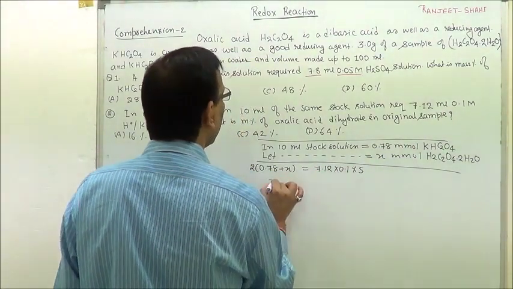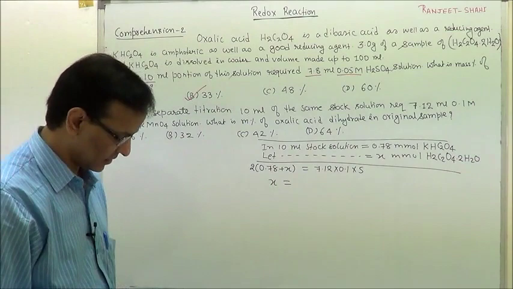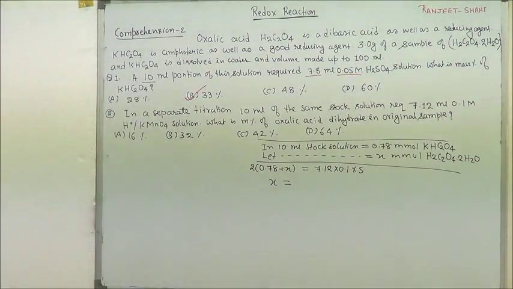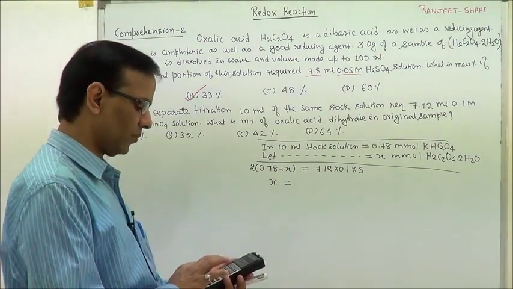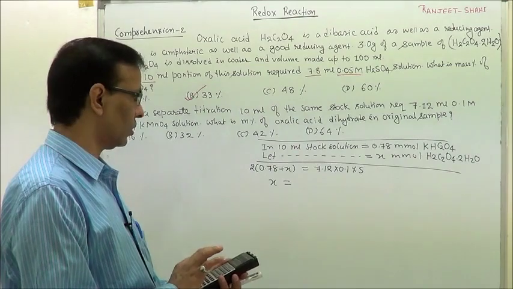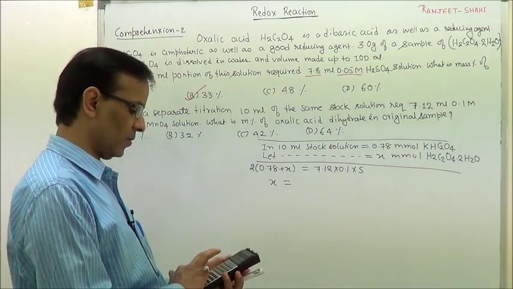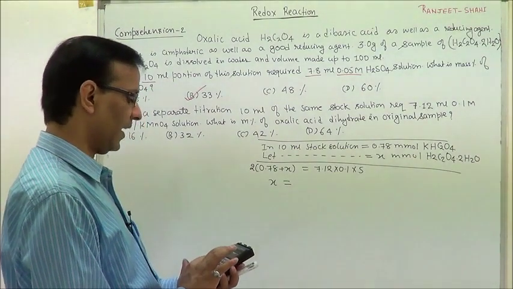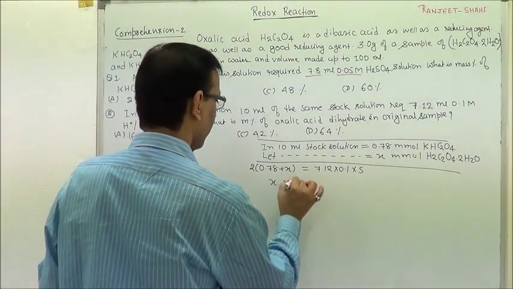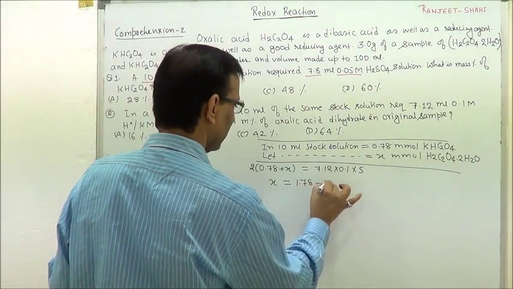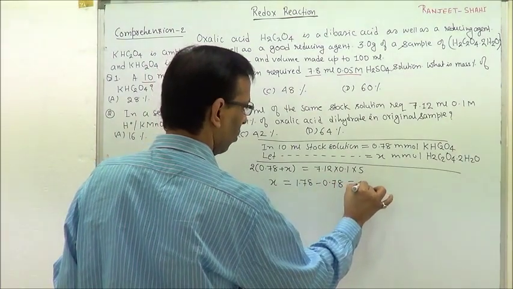If we solve it for X, multiply it and then divide it by 2, so 7.12 into 0.5, so 3.56 divided by 2, 1.78. So X will be 1.78 minus 0.78. It is 1.